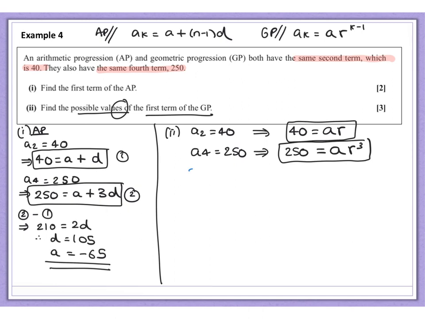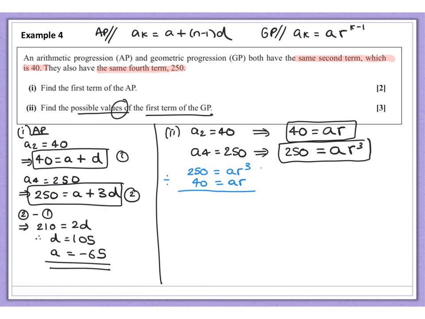So I've got 250 equals ar cubed, and then 40 equals ar. And I'm going to divide them this time, rather than doing a subtraction or an addition, because geometric sequences are all about multiplication and division, really.